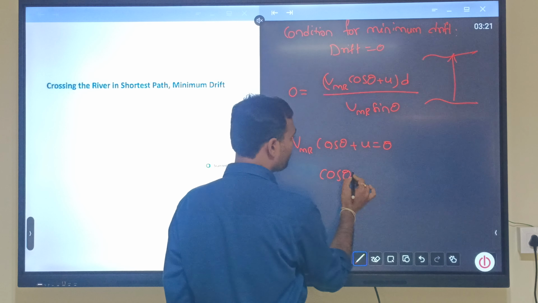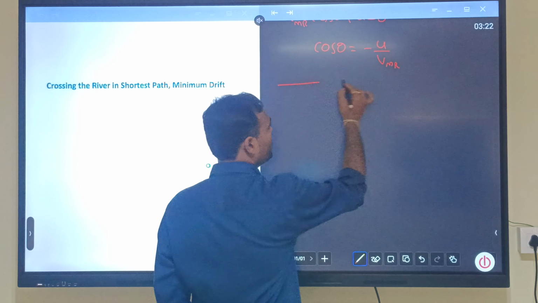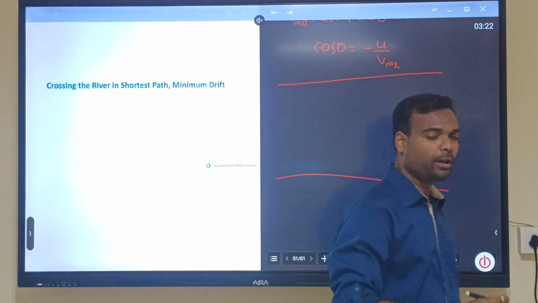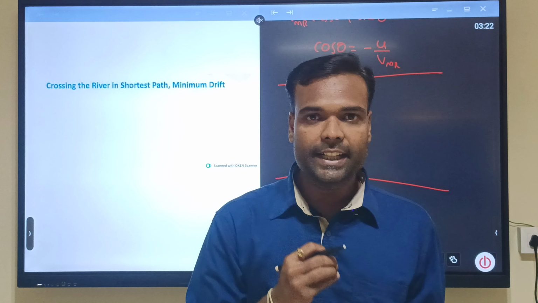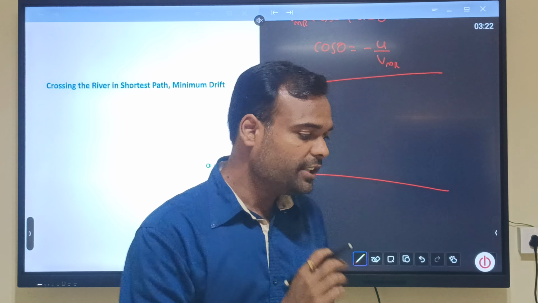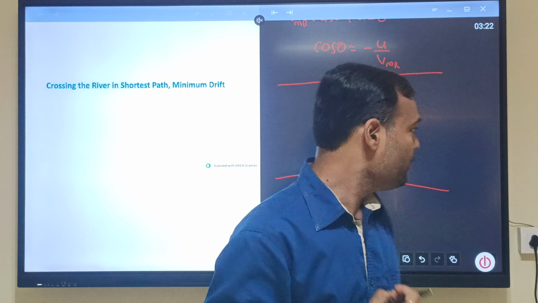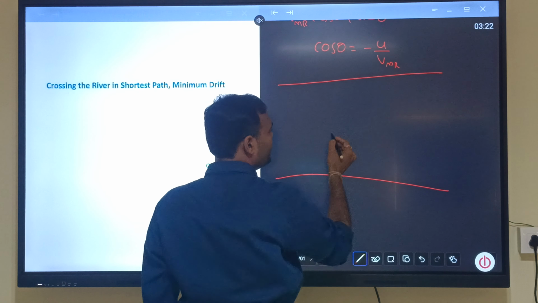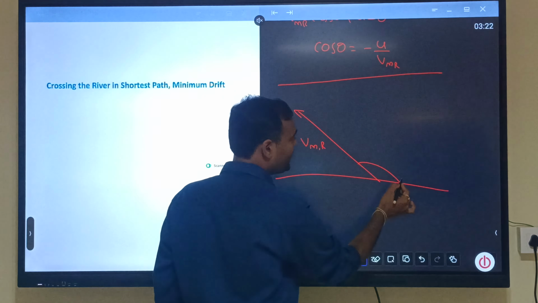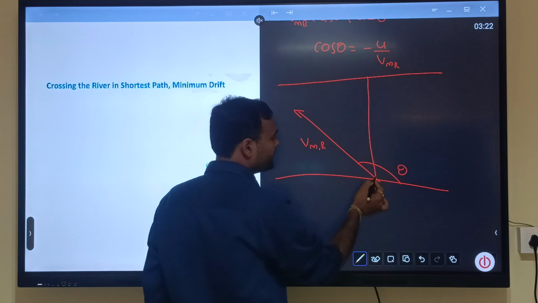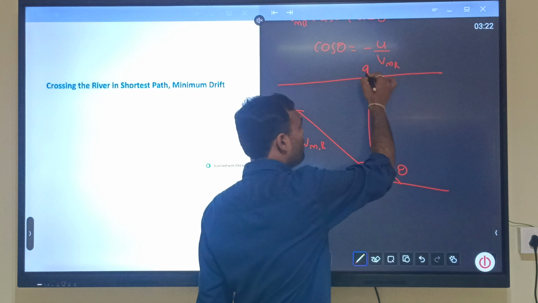Then cos theta is equals to minus u by velocity of man with respect to river. And you have to understand one most important point here: cos theta will give a positive value if theta is an acute angle, and cos theta will give a negative value if theta is an obtuse angle. Now we are getting a negative value, which means the swimmer should start his journey by making an obtuse angle, right? Then only is it possible that he can reach the exactly opposite point.